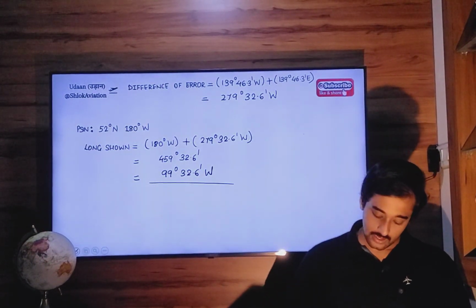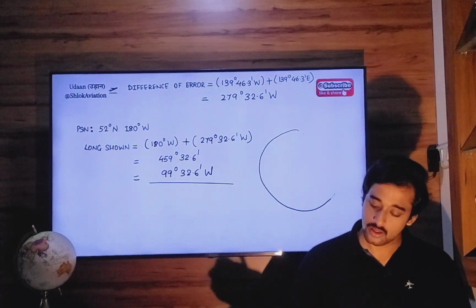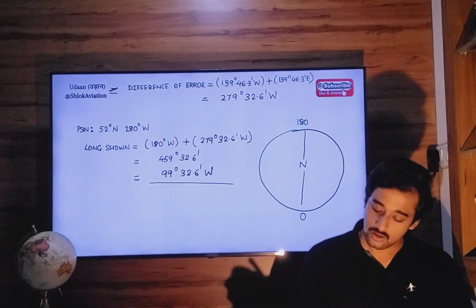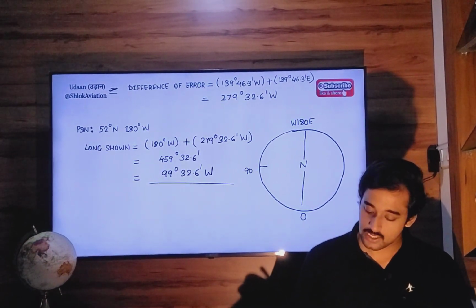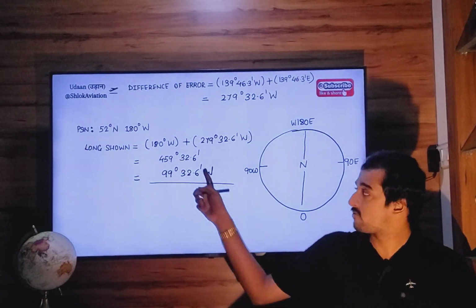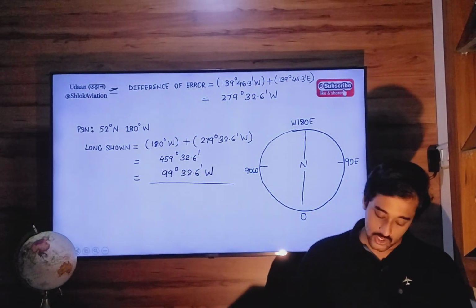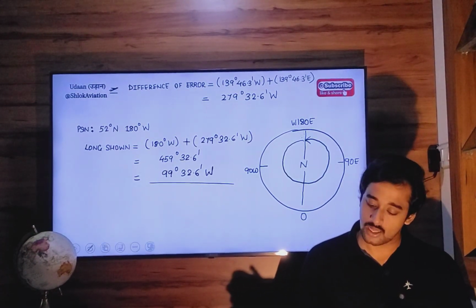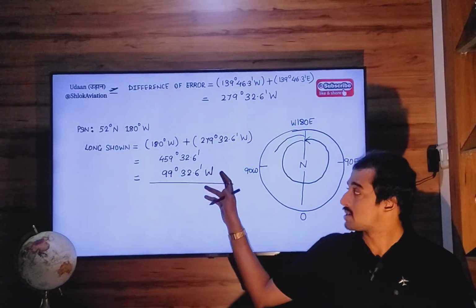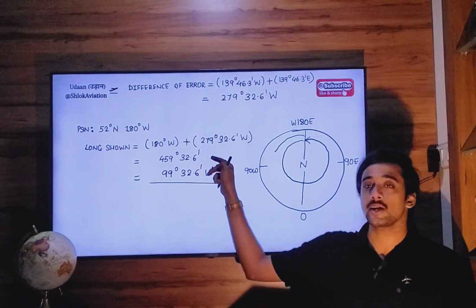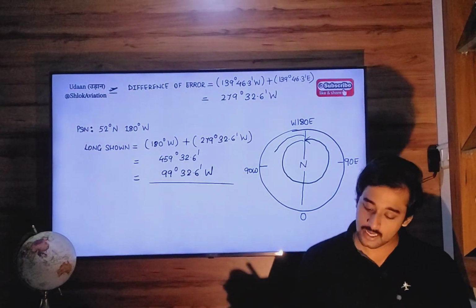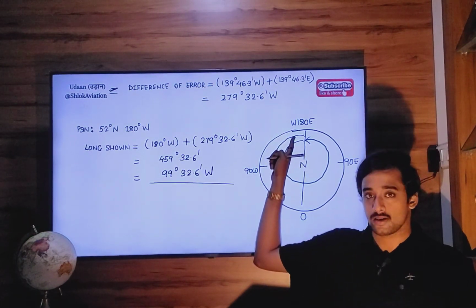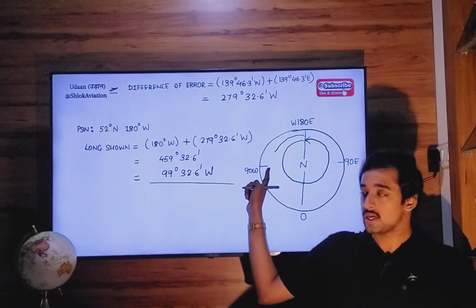western hemisphere. So let's say this is your globe. This is the North Pole, prime meridian, 180 west, 180 east, 90 west, 90 east. So the big difference is 459 degrees. That is a complete 360 degrees, and an additional 459 degrees minus 360 degrees equal to 99 degrees 32.6 minutes. So after completing a 360-degree rotation, you will again travel another 99 degrees 32.6 minutes in the western hemisphere.